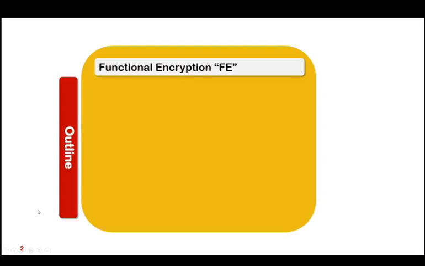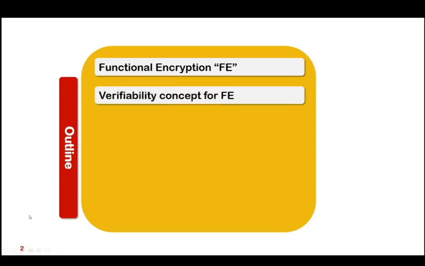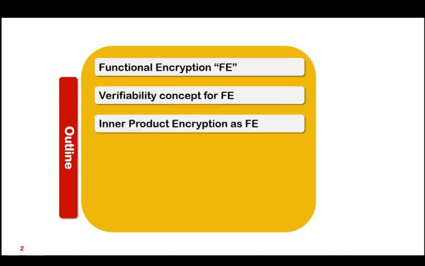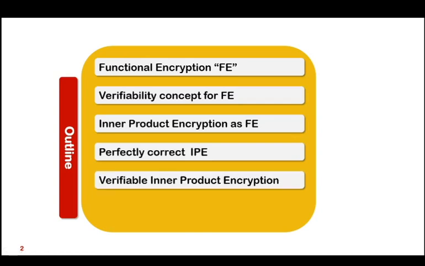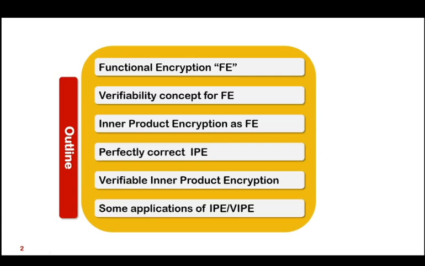I will start my presentation with a short introduction on Functional Encryption Scheme, FE, and then explain the concept of verifiability for FE in general. Then I will define inner product encryption scheme, IPE for short, and then I can introduce our perfectly correct IPE, which allows us to construct our verifiable IPE. And I will end my presentation by mentioning some applications of verifiable inner product encryption scheme.